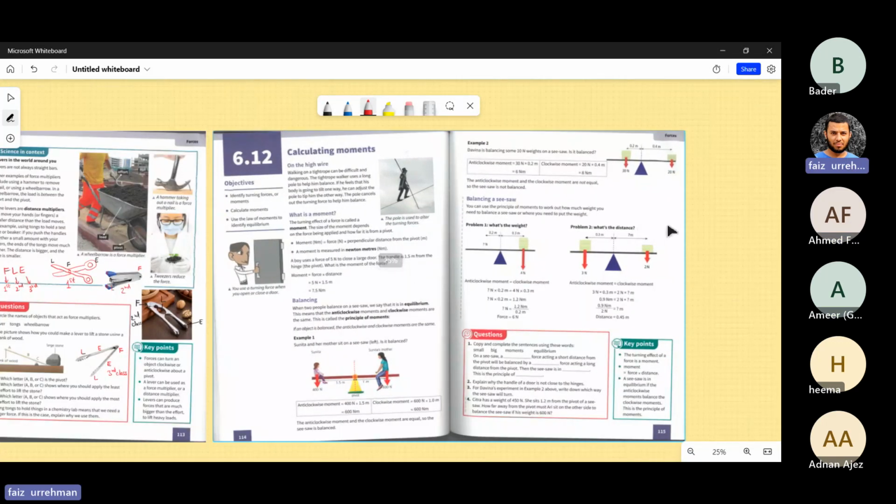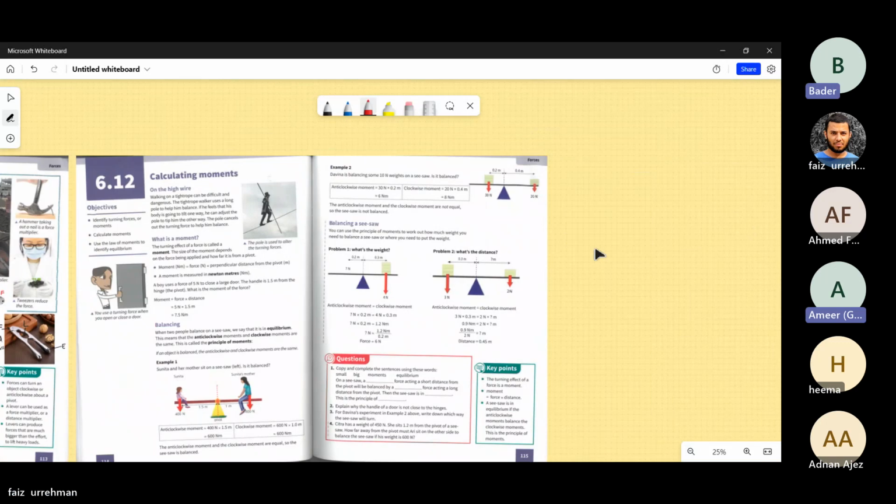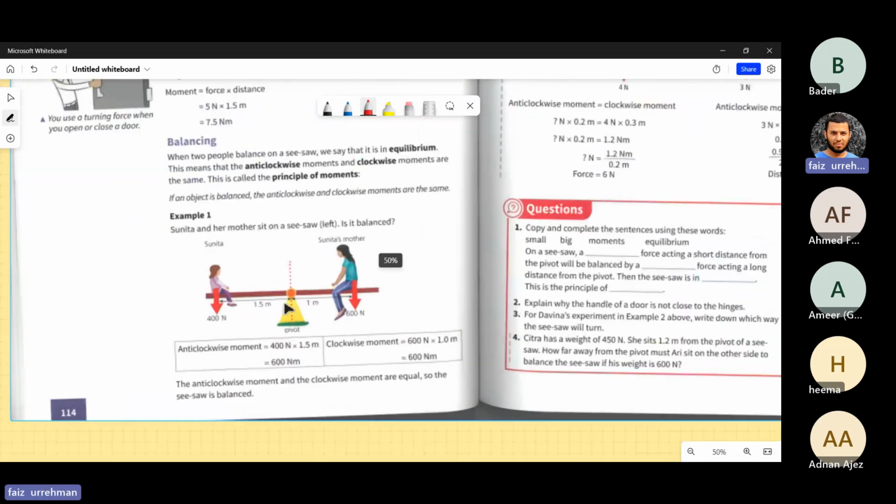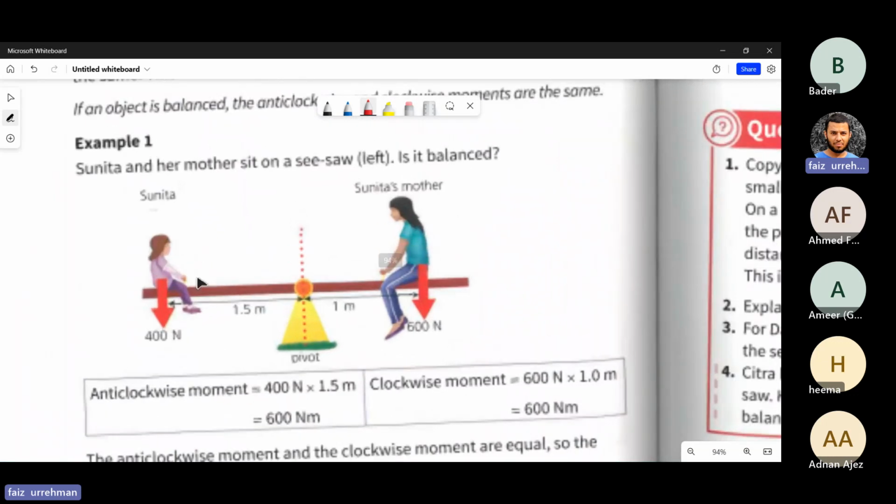So we will go to calculating moments. Last time we have discussed this already. Not only your weight matters, but where you are sitting on the seesaw also matters. For example, a small baby can balance her mother, but she has to be very far. Why is it possible? Because even though her weight is less, her distance is more, and if distance is more, the overall moment, sorry, not momentum, will be more.